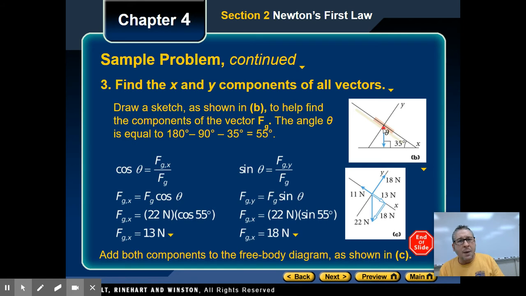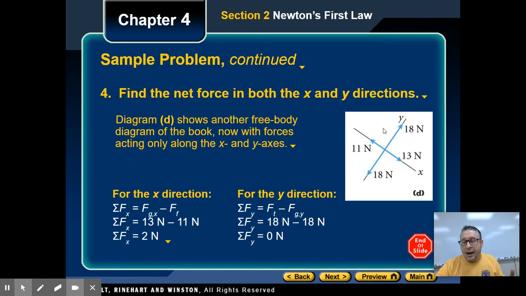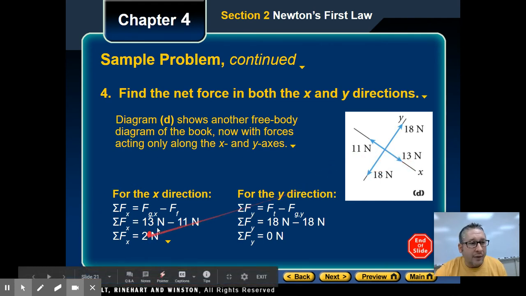Okay, so now we have to figure out what that means. In the x direction, as I was mentioning earlier, we have to compare the vector values. After we put in our newly calculated vector quantities here, 18 in the vertical downward and 13 to the right, we compare them. So 13 newtons minus 11 newtons, okay? We get an overall difference of 2 newtons.